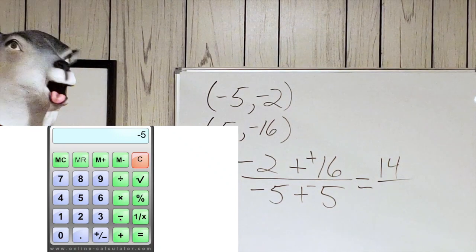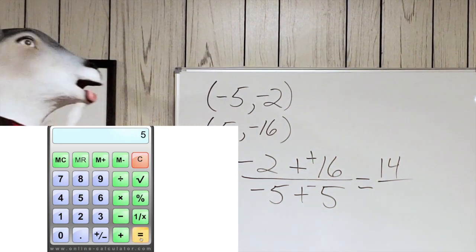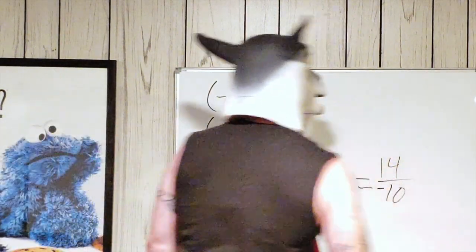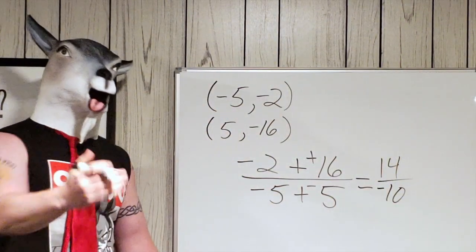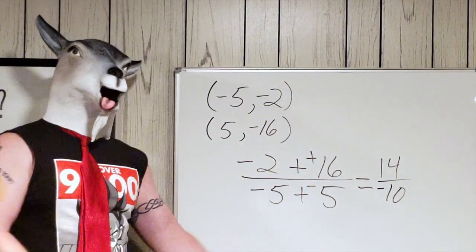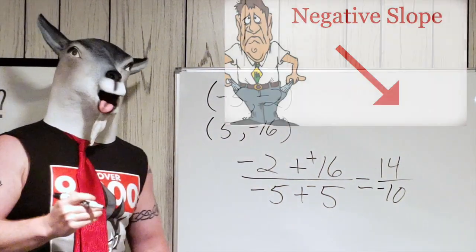And then when we do the bottom, we got negative 5 plus a negative 5, and then we're going to get our negative 10. All right, so we're looking at it now, right? And we got 14 over negative 10. All right, so that means we're dealing with the negative slope, right? That is a negative, right?